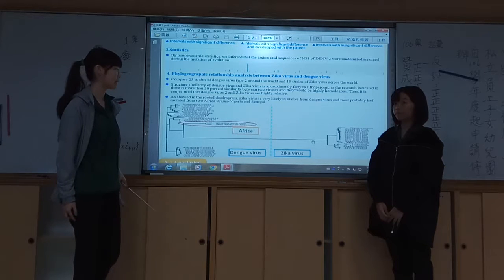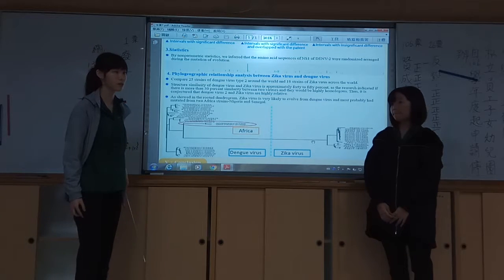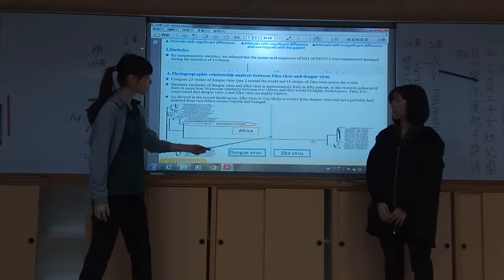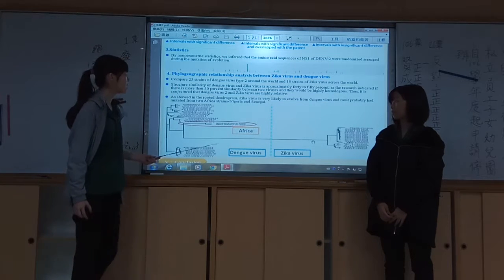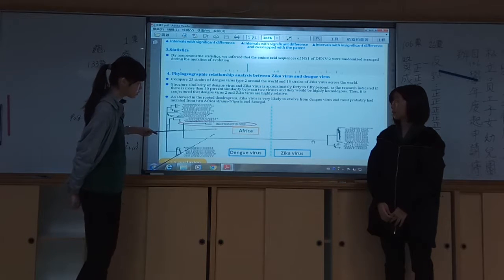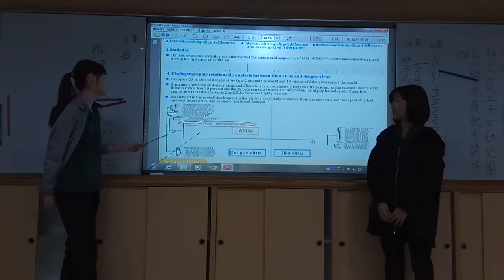And our research indicated that if there is more than 30% similarity between two viruses, they will be highly homologous. So if Zika virus really evolved from dengue virus, then it most possibly mutated from the 2 African strains, Nigeria and Senegal.